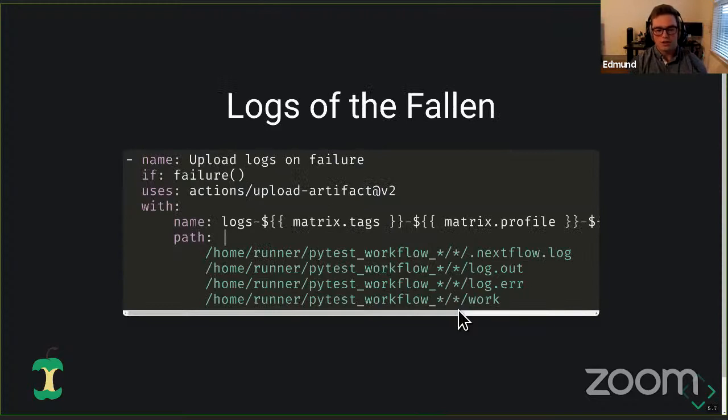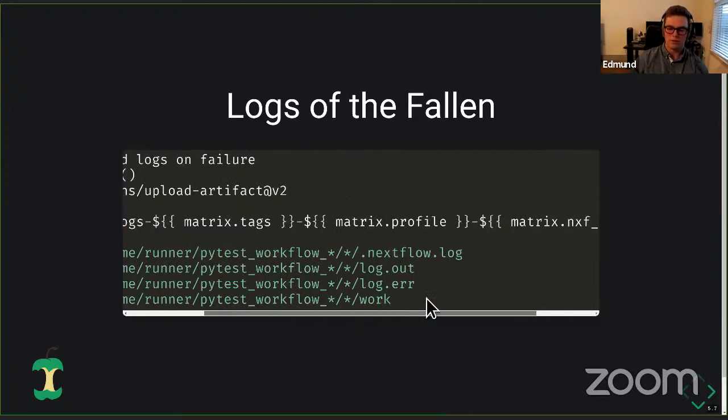And so then any logs that fail here, we then upload them as well. So we upload the .nextflow log, we upload the log.out and the log.error, and those are just pytest-workflow niceties that capture the standard out and the standard error for the workflow that's running. And then we also upload the work directory, and sometimes that gets a little too large and you can't view it all. So you may have to run that locally if you want to dig deeper into it. And then the logs are just named based off of the matrix as well.